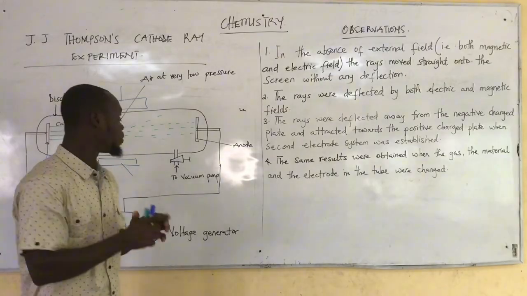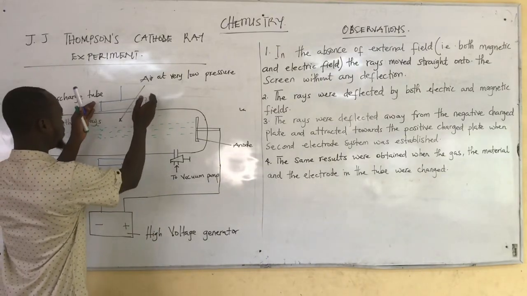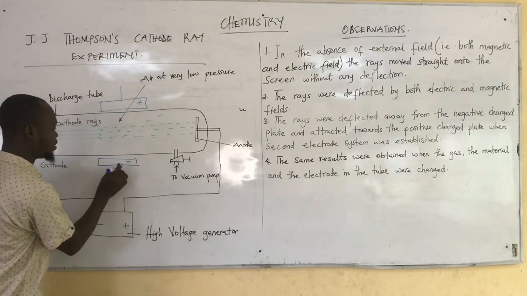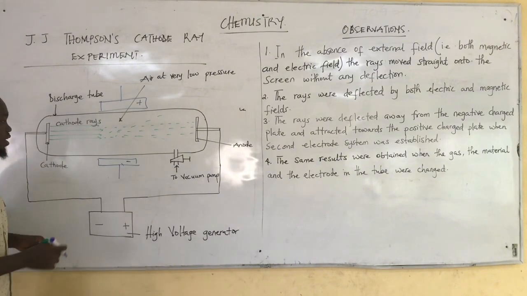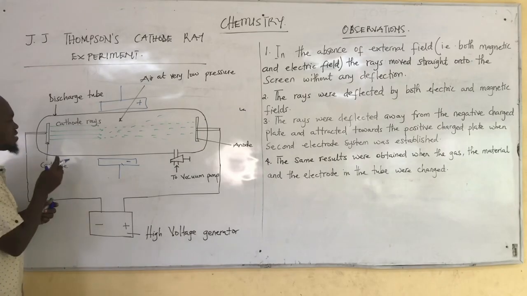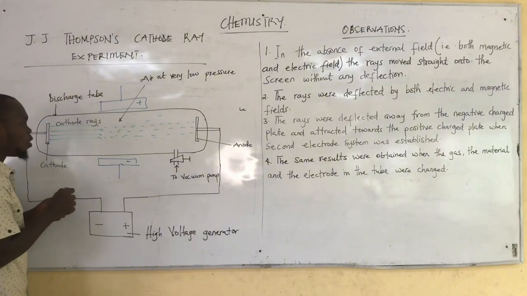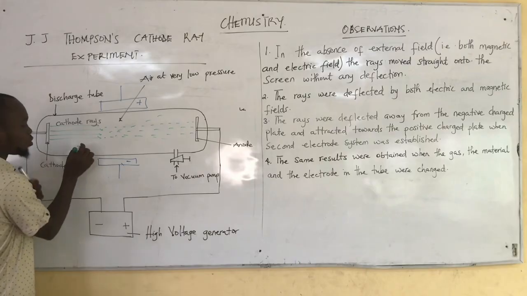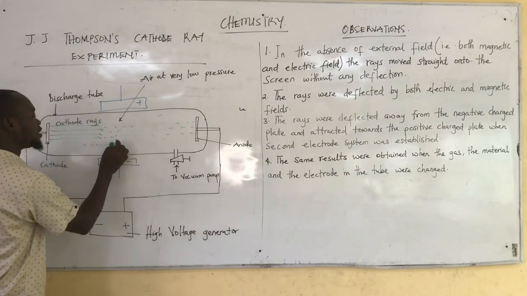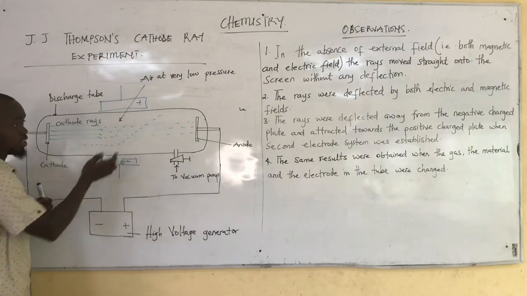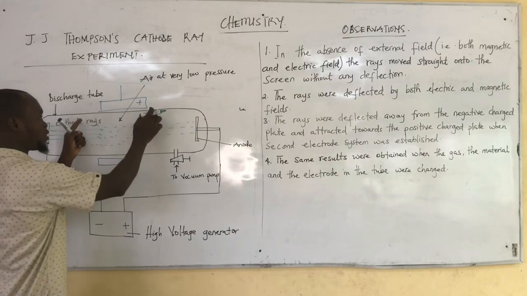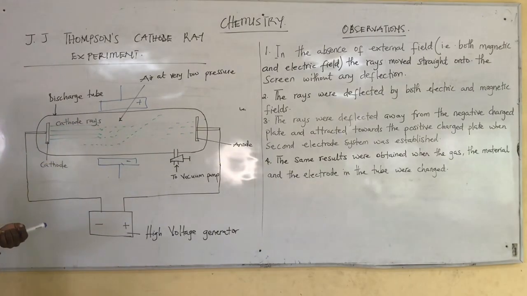And this time around, I have here my positive electrode, and here my negative electrode. To his observation, the particles that were emanating from the cathode were bending away once they got closer to the negative terminal, and then they were moving towards the direction of the positive terminal. Once the electric field was created around the tube, it gave Thomson an idea.